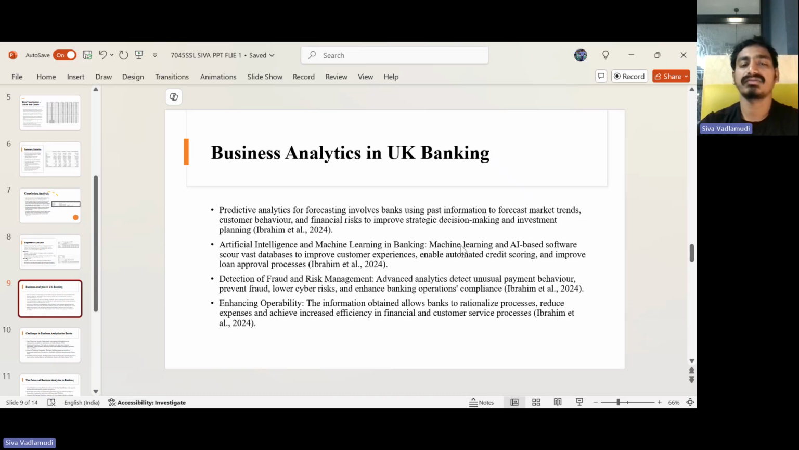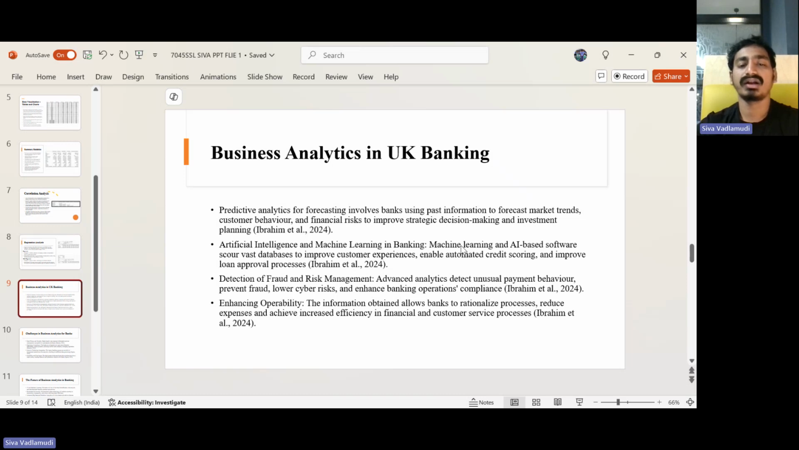Next is artificial intelligence and machine learning in banking. Machine learning and AI-based software use a database to improve customer experience, and also enable automated credit scoring and improve the loan approval process.